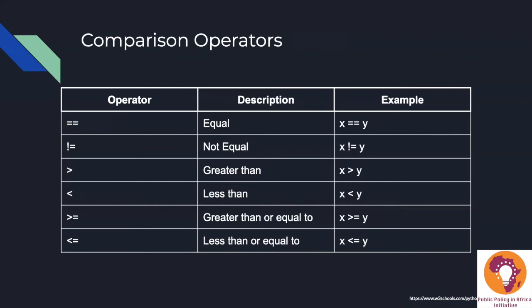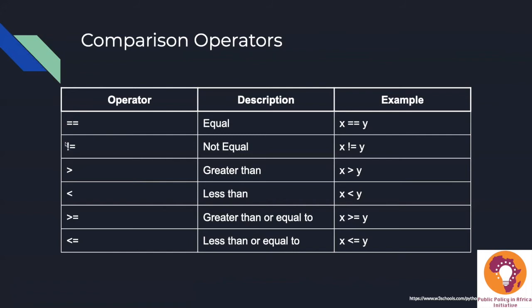All right, so we have comparison operators now. We have the double equal sign. The description there is equals. So we're checking is x equal to y. Again, you need the double equal sign here for it to be a comparison. Otherwise, it's going to be an assignment. So make sure to have that.